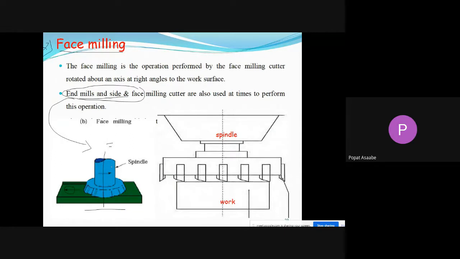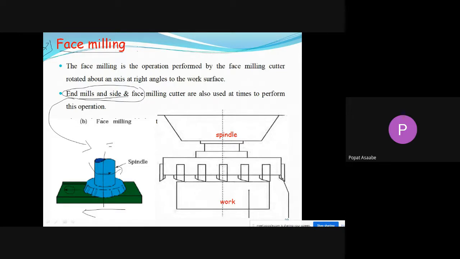See, this is the spindle, and on that spindle we have mounted the face mill cutter. The spindle is rotating, and along with the spindle the cutter also starts rotating. When the cutter is rotating, we have to feed the workpiece against that rotary cutter, and the cutter removes material from the workpiece and produces a flat surface on it. This is called face milling.